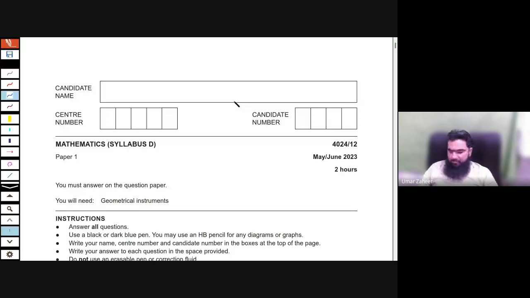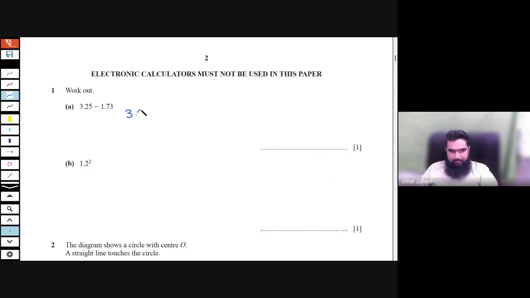Bismillahirrahmanirrahim. So today we are just going to go for paper 14024, May June 2023. Let's see how to start. We have the first question.